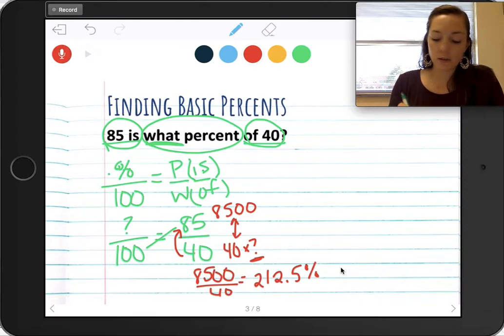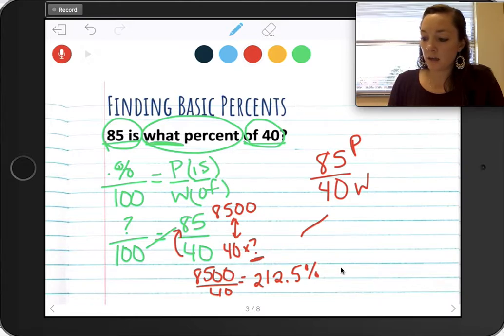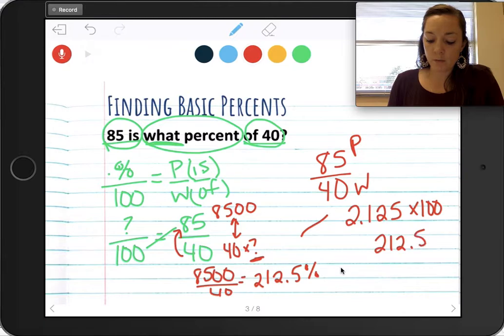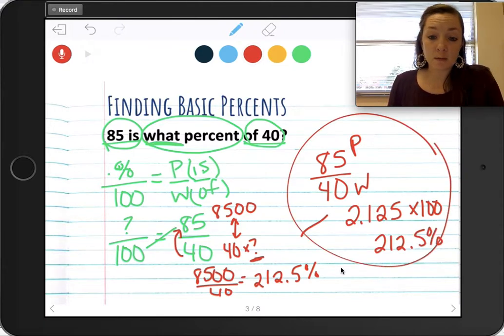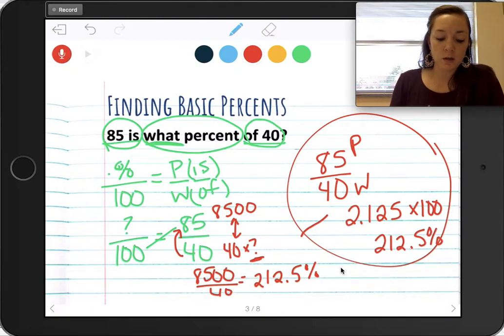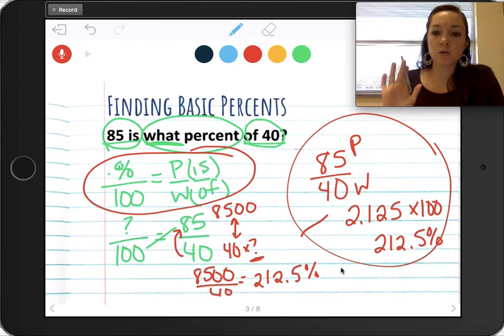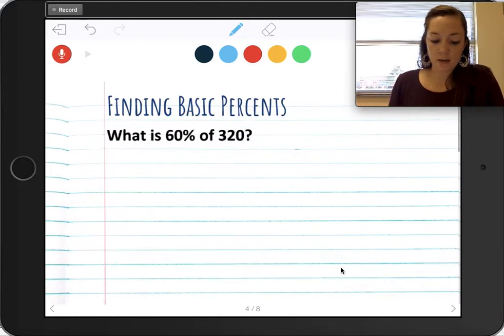If we were going to do this the other way, we could say 85 over 40 to get a decimal. So we're going to do the part over the whole and then multiply times 100. So we get 2.125 as our decimal, and then you multiply that times 100 to get 212.5%. This method is perfectly acceptable, but to me it's just simpler to only remember this one thing: percent over 100 equals part over whole. And we're going to drill that in.